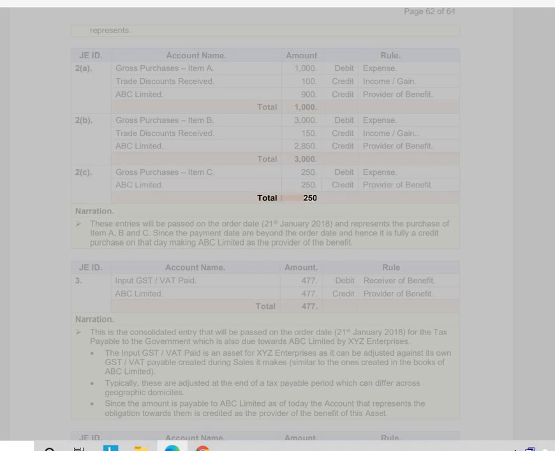Total 250. Narration. These entries will be passed on the order date, January 21, 2018, and represent the purchase of item A, B and C. Since the payment date is beyond the order date, it is fully a credit purchase on that day, making ABC Limited the provider of the benefit.